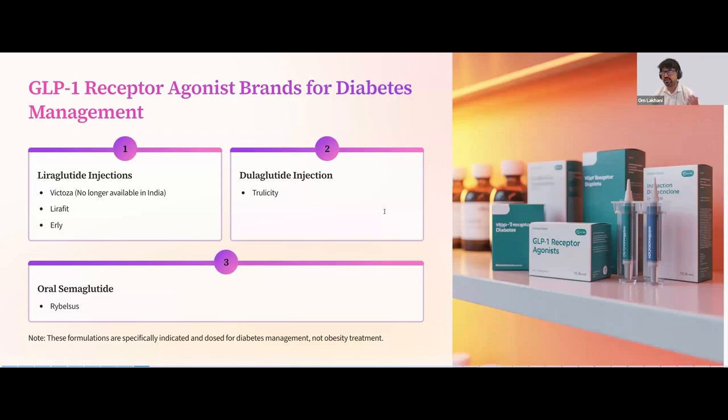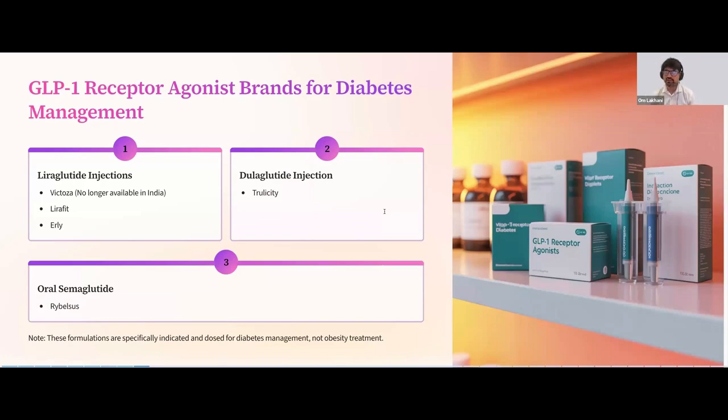Dulaglutide was again an Eli Lilly product, which is now being marketed in India by Cipla. That's available as an injection called Trulicity. It's a once a week injection. So liraglutide is a daily injection, whereas dulaglutide is a weekly injection, which is available again in India. And again, it has been around for a long time.